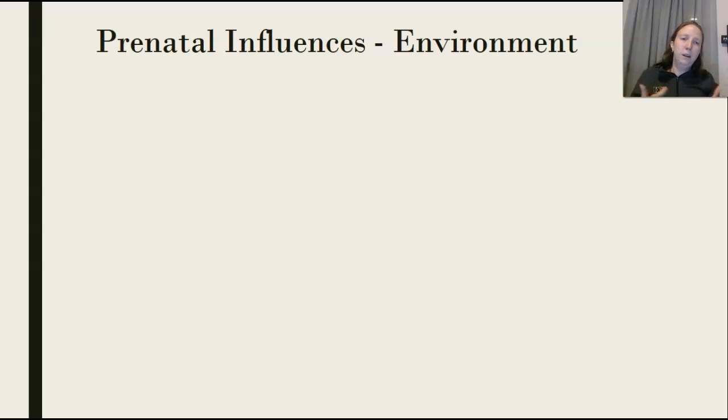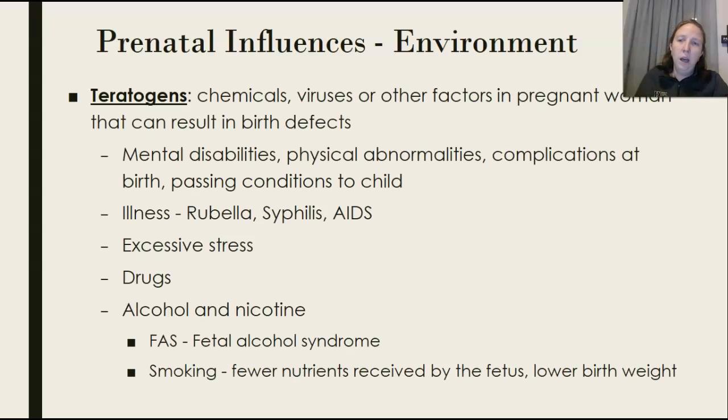Then our next cluster of things that could influence the development of an embryo or a fetus are environmental factors. And okay, again, a lot. Maybe listen, take it in, and then decide what you need to write down. Teratogens is probably the most important word in this section. This is a word that means the chemicals, viruses, or other things that could enter into a pregnant woman's body that could result in a birth defect.